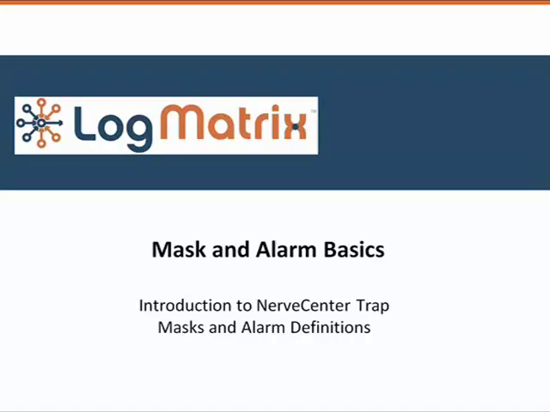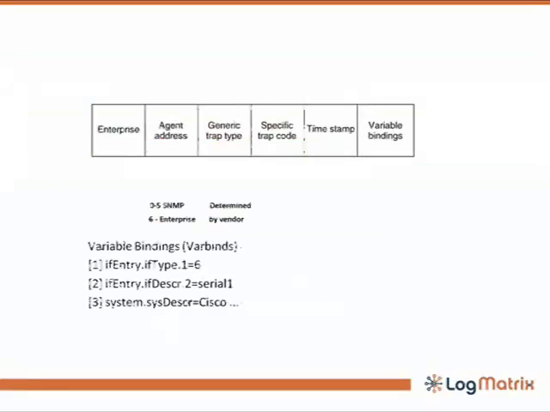The first thing here is we're going to look at masks. What's a mask? It's a NerveCenter tool for listening for a trap, right? A standard SNMP V1 trap has this format.